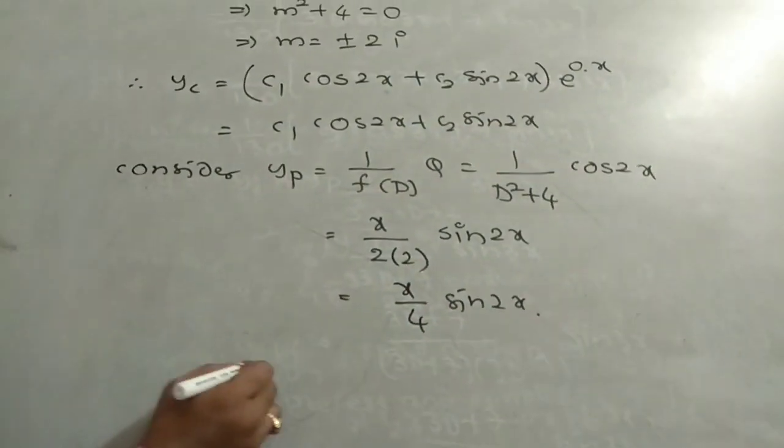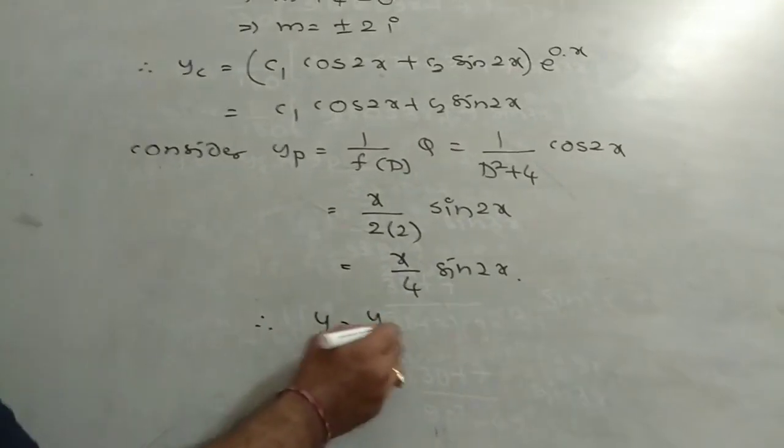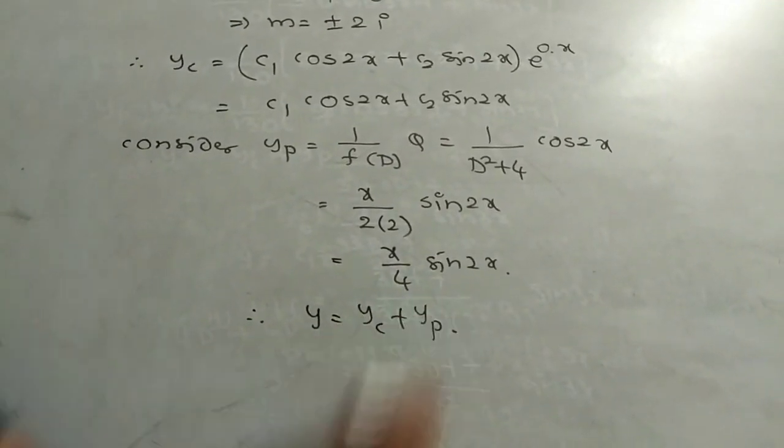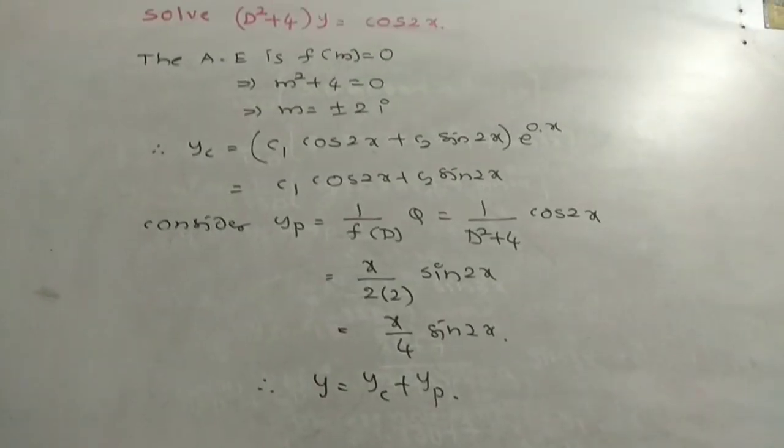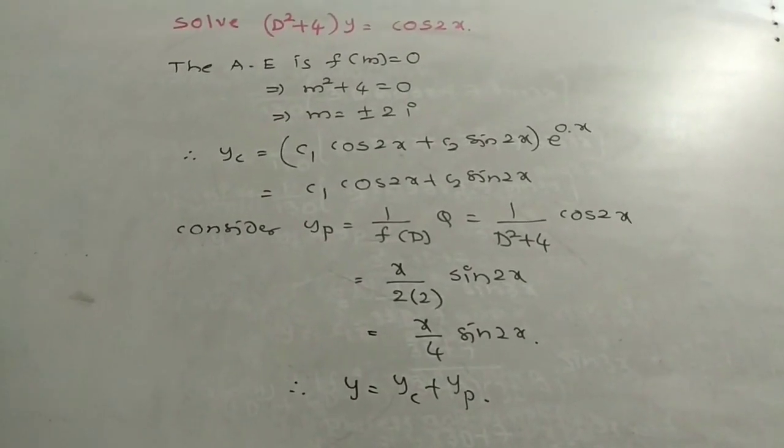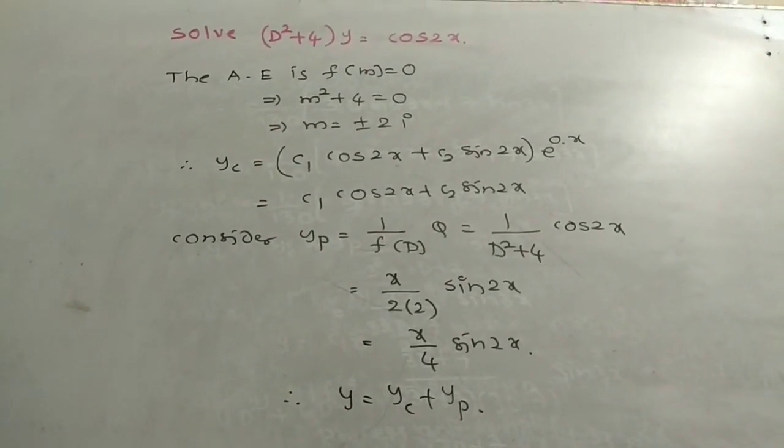So after getting yp, therefore y equal to yc plus yp. So this is the way of getting your yp when the right side looks like either sin ax or cos ax.